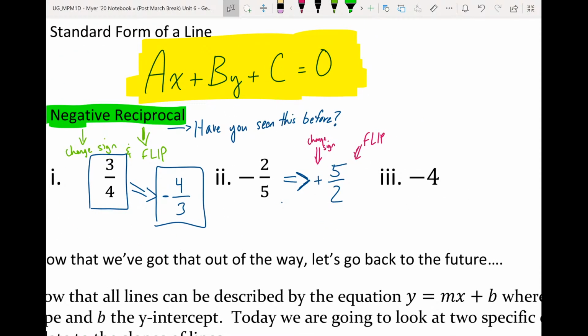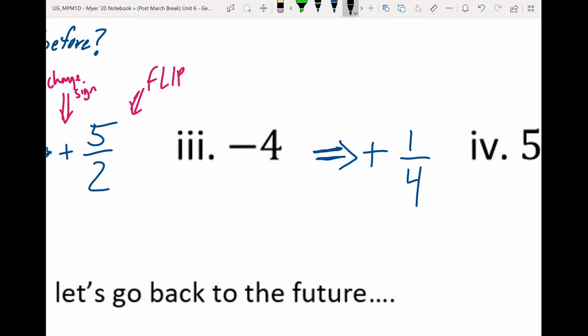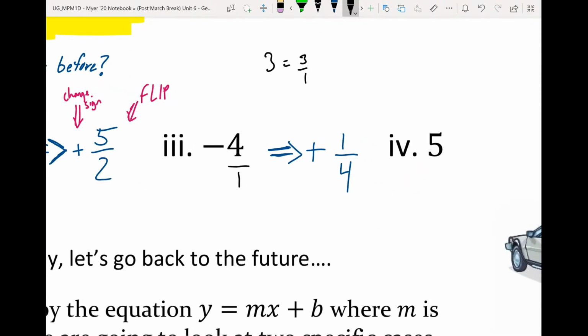Okay, what about this last one? This one's kind of trickier. Negative 4. How do we do that one? Negative 4, we can change the sign, it becomes positive. Would it be a quarter? Exactly. Very good. Because right now it's 4 over 1. Like any whole number, 3 is the same thing as 3 over 1. So if we do the negative reciprocal, we change the sign and it becomes 1 over 4, or a quarter.